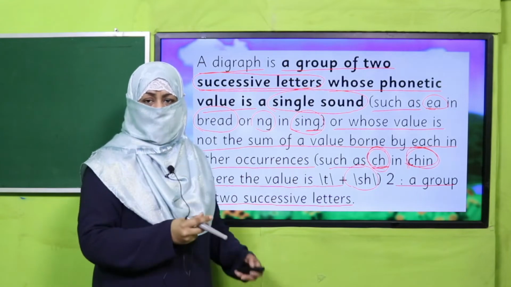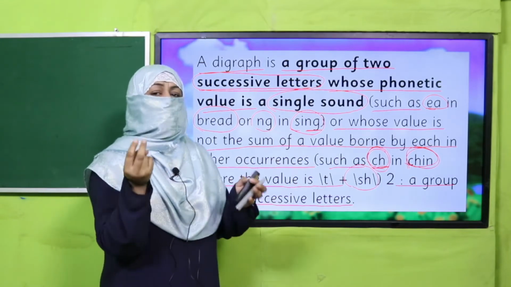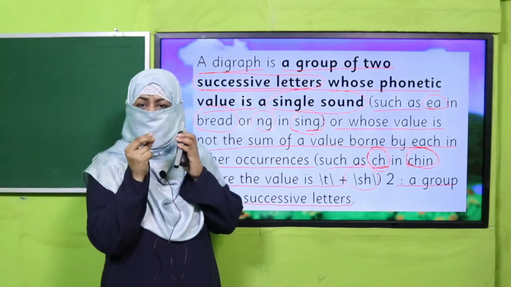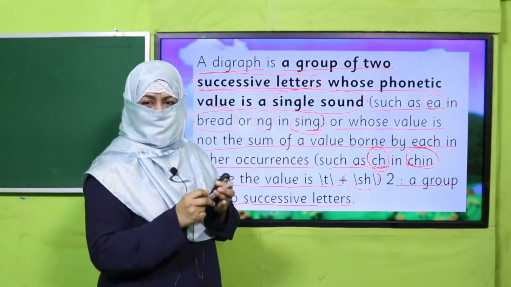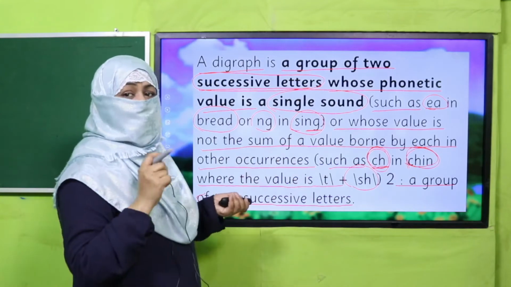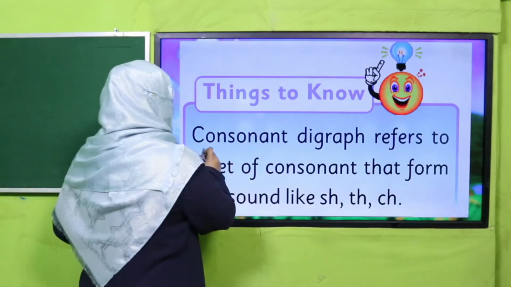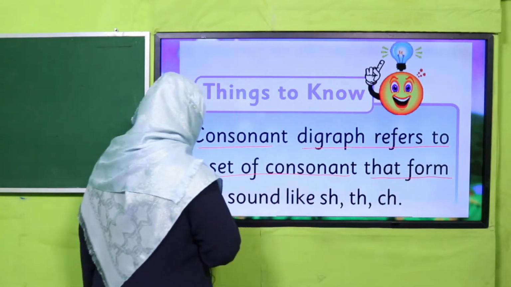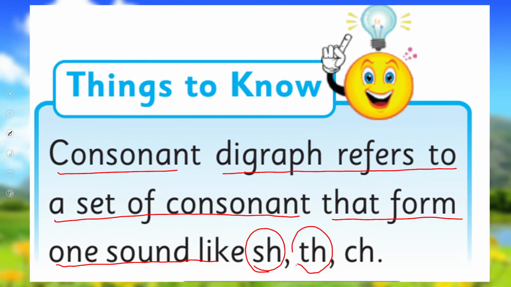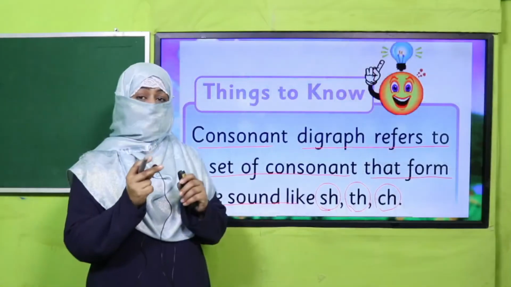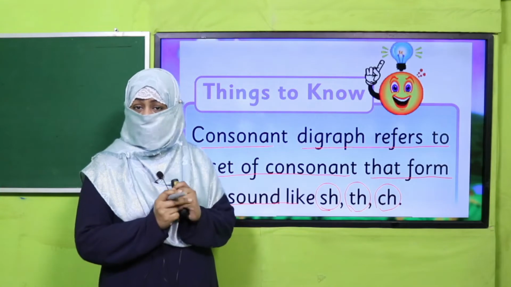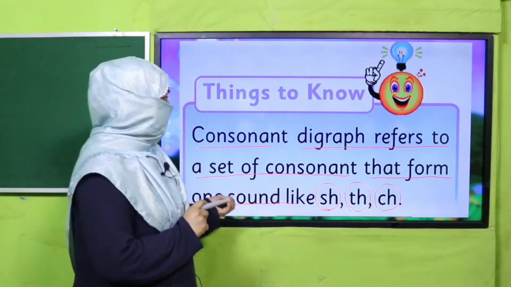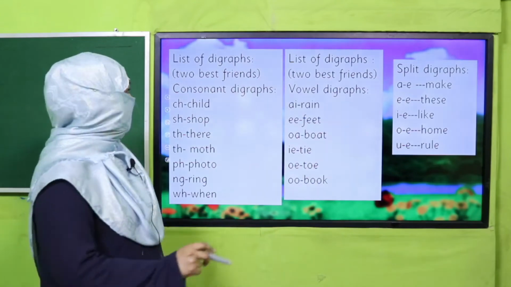Di means two. Whenever you find di, it means two. So digraphs mean two letters are joined together to make one sound. Right? Okay. So why I'm telling you this, you already know. Consonant digraphs refer to a set of consonants that form one sound like sh, th or ch. Right? So there can be different combinations. As I told you, di means two and digraphs mean two letters joined together to make one sound. So these can be the categories.